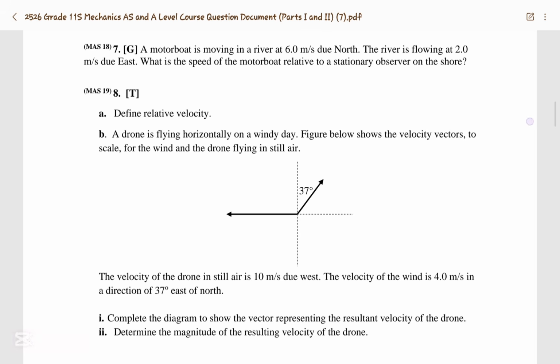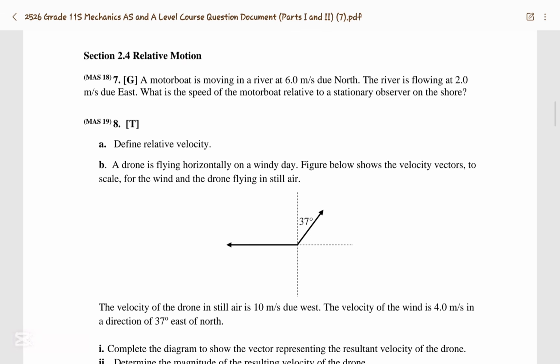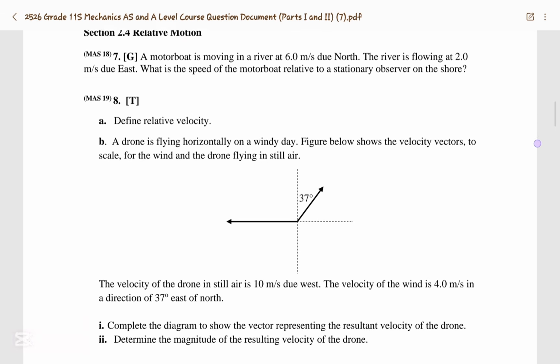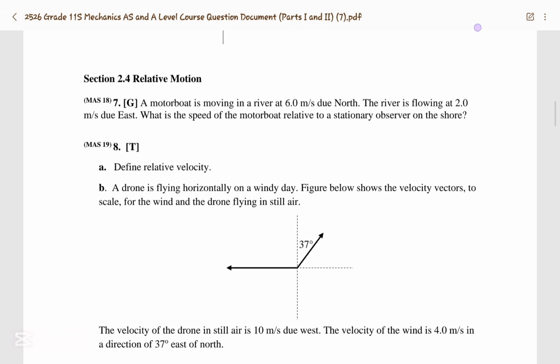Section 2.4, I will do the top question because it's only one question that's grid and then a top question, so it's fine. This is the only exception. Okay, section 2.4, 7 grid, what does it say? We have a motorboat moving in a river at 6 meters per second due north. The river is flowing at 2 meters per second due east. What is the speed of the motorboat relative to a stationary observer on the shore?